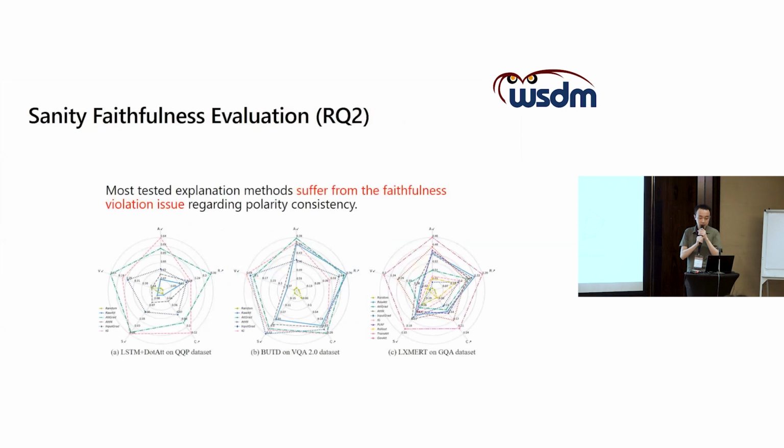Also here we want to show what is the relationship of this existing testing method. We analyzed quite a number of these explanation methods, together with our proposed violation method. We observe that there does not exist a proportional relationship between the violation and the existing explanation methods, which shows that most tested explanation methods suffer from this faithfulness violation issue regarding polarity consistency.